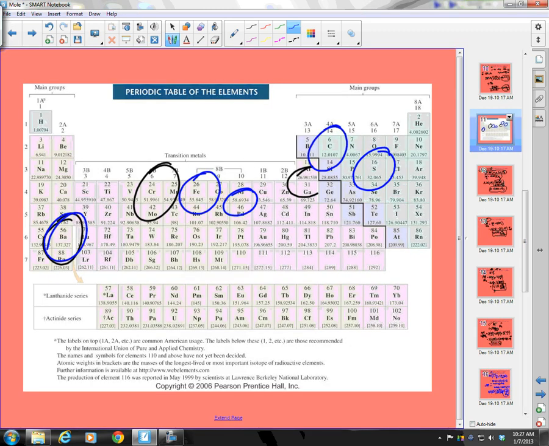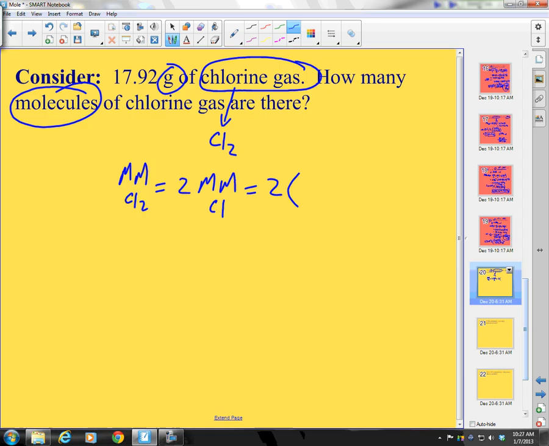It is chlorine. Oops, can't see it. Abracadabra. Yay. 35.45. Okay, 35.45. And that looks to me like that's 70.90 grams per mole, right? Good. So that's my molar mass of chlorine.